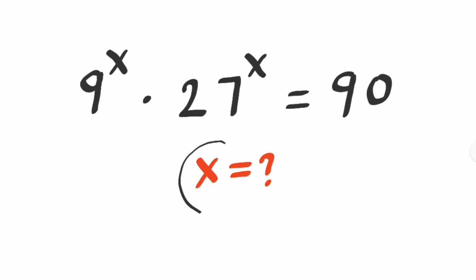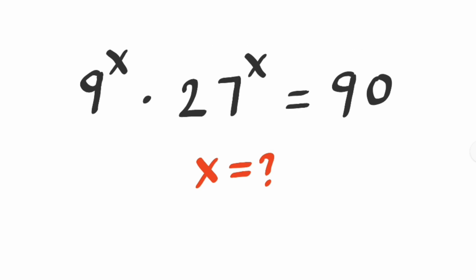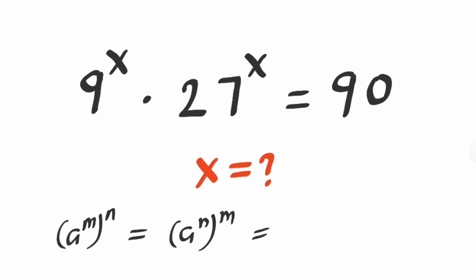Let us solve for x given 9 raised to power x multiplied by 27 raised to power x is equal to 90. If you have a raised to power m to the power of n, this is equal to a raised to power mn.